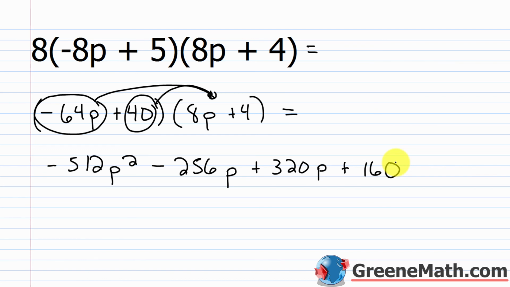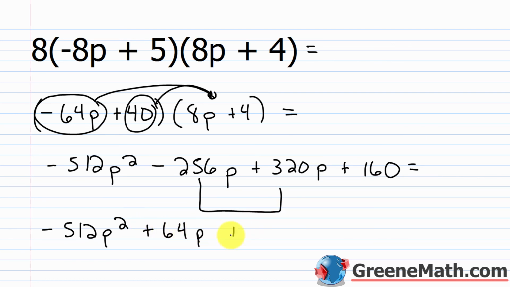So now I can combine like terms here. I could put negative 512p squared. Negative 256p plus 320p is 64p, so plus 64p and then plus 160. So there's my answer: negative 512p squared plus 64p plus 160.